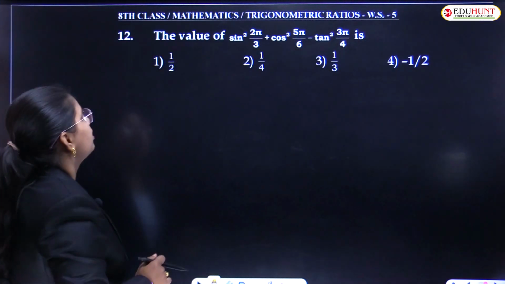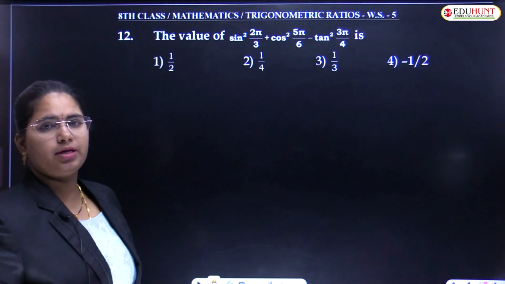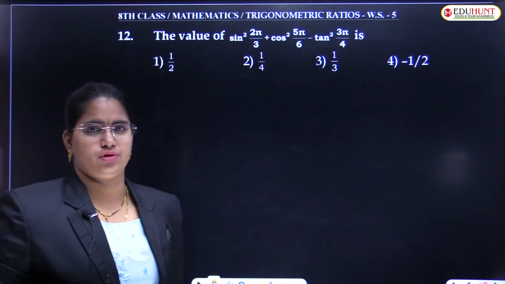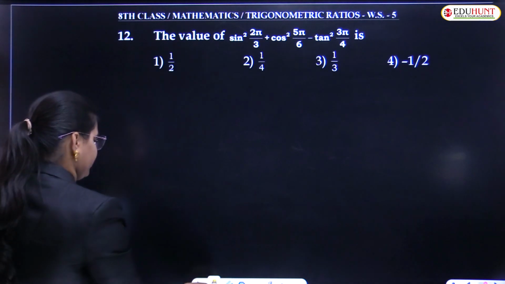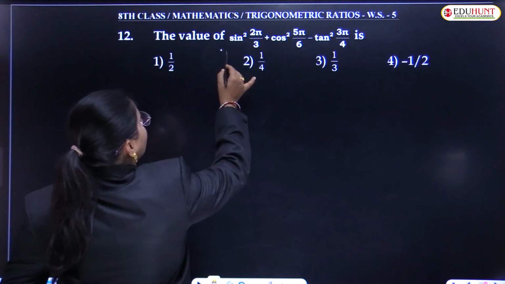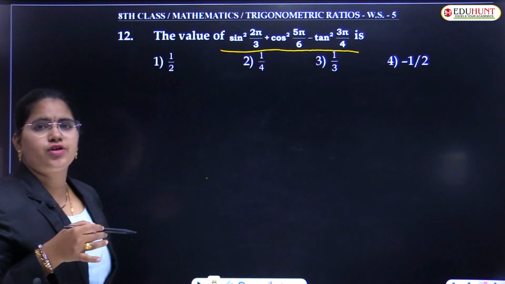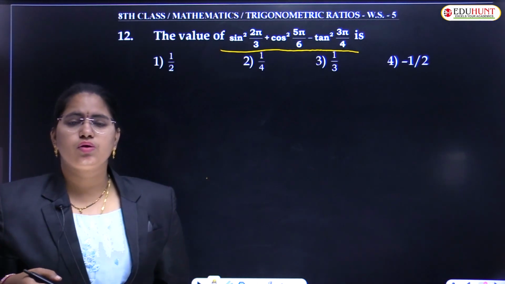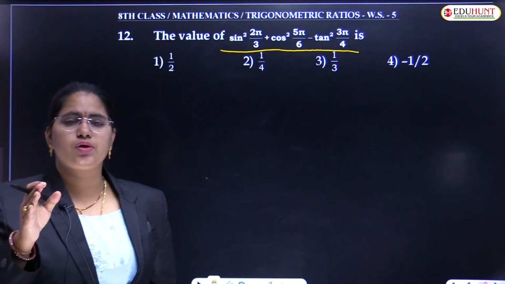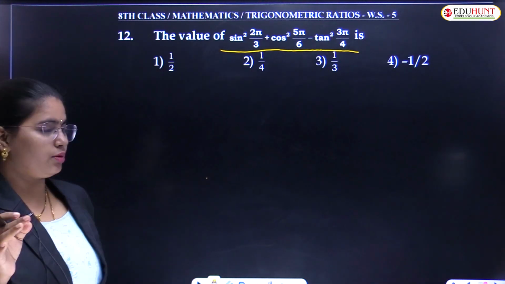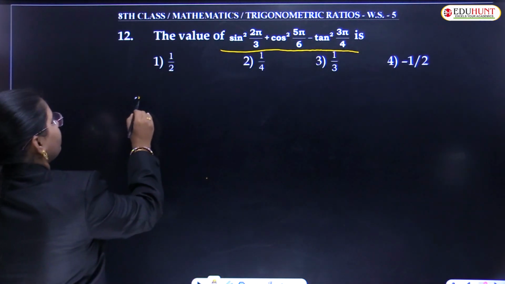What is the question? The value of sin square 2 pi by 3 plus cos square 5 pi by 6 minus tan square 3 pi by 4, right? So let's find out the values of all these things and substitute them in the given question. So what is the first one?